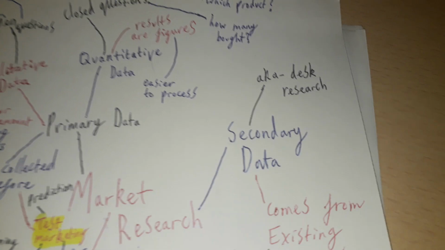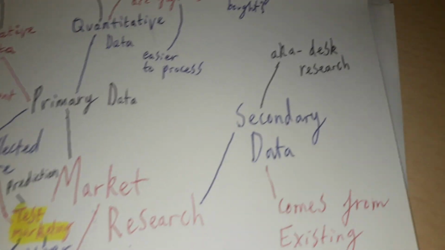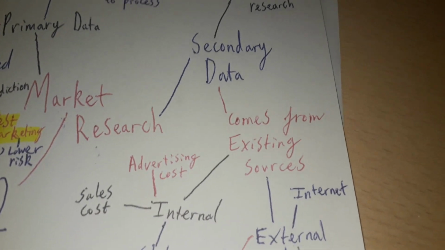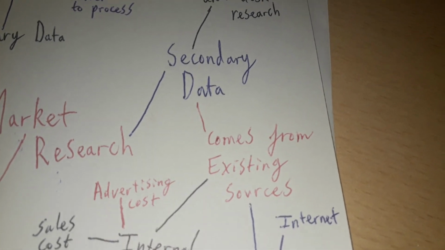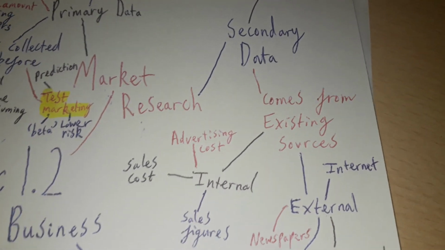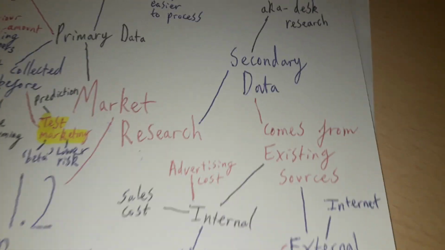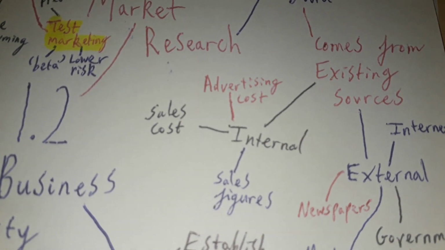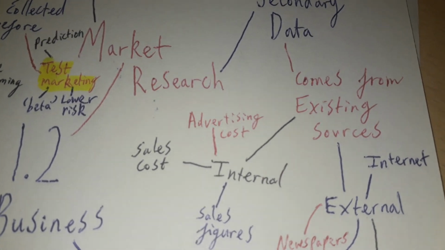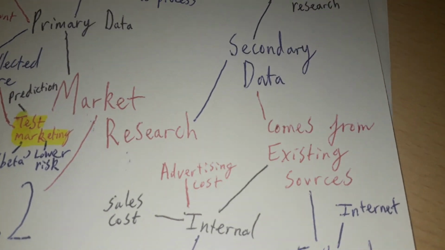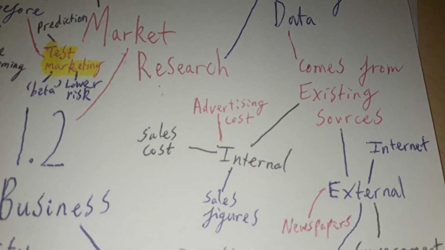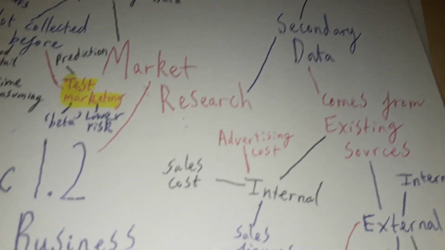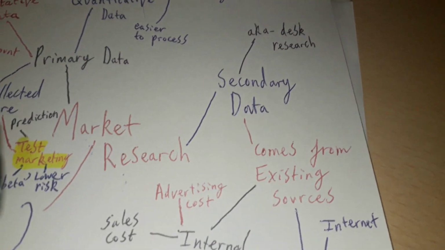Next, let's look at secondary data, our second type of market research. It's also known as desk research, and it's research that comes from existing sources. This can be internal or external. Internal sources include things like sales figures, the sales cost, so how much you had to spend to get your products to sale, and also advertising costs, so how much you spent on advertising.